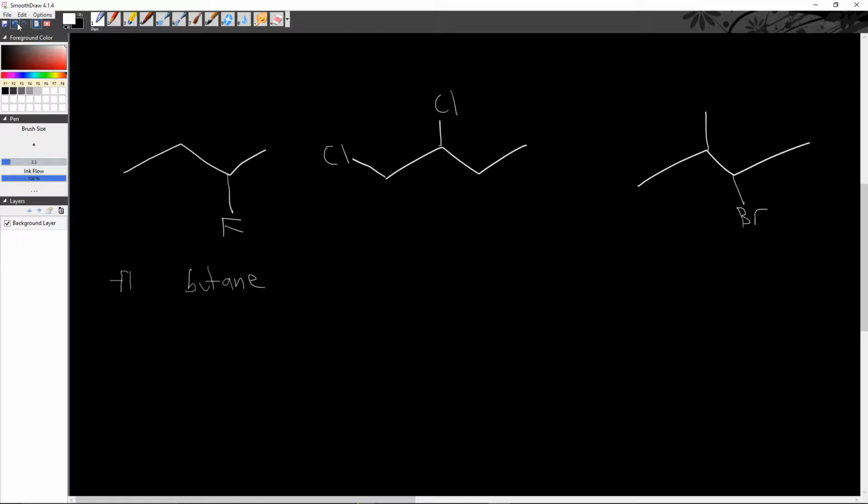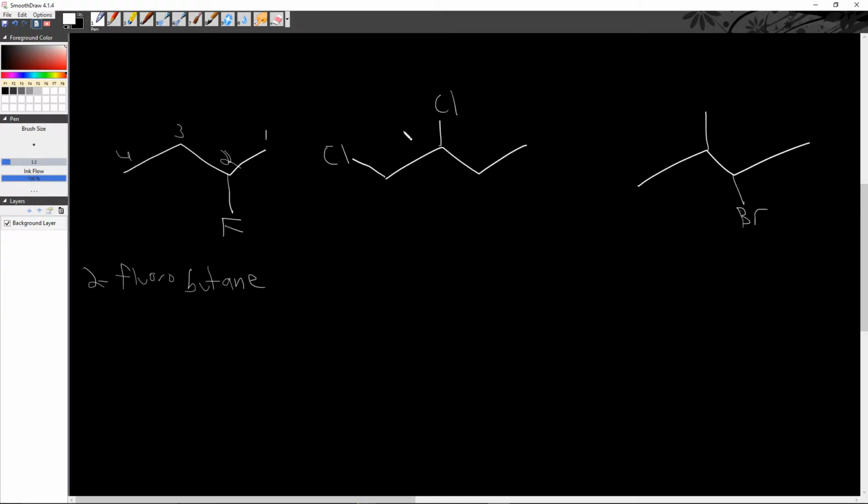And since this is organic chemistry, I just can't call it fluorobutane. I need to indicate what number it's on. Once again, use the lowest number. 1, 2, 3, 4. Let's make that 2 better. There we go. So this is 2-fluorobutane.